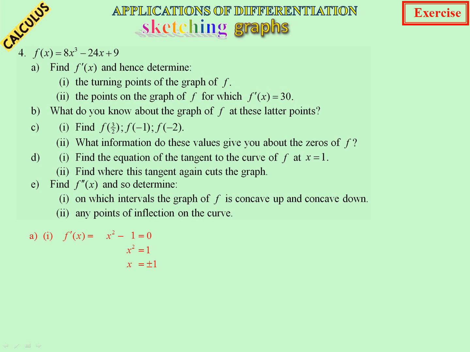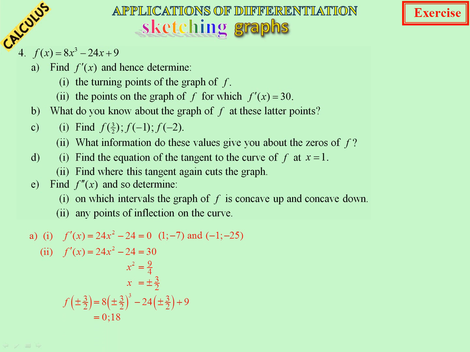Solving for x. Substitute to get the y values, and there are the turning points. Points of the graph at which f prime of x equals 30. So we take f prime of x, put it equal to 30, and we solve. Those are the x values. Substitute to get the y values, and there we have the points. Notice there we are. Plus 3 over 2, 0, minus 3 over 2, 18.